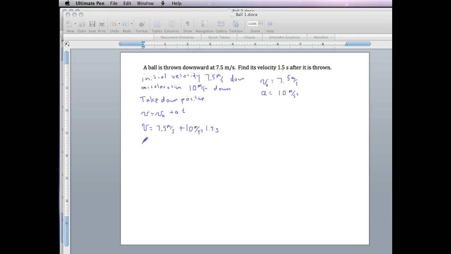To calculate that, use your order of operations agreement, multiply before you add, and when you do that, you should get 22.5 meters per second. The positive indicates that that velocity is down.